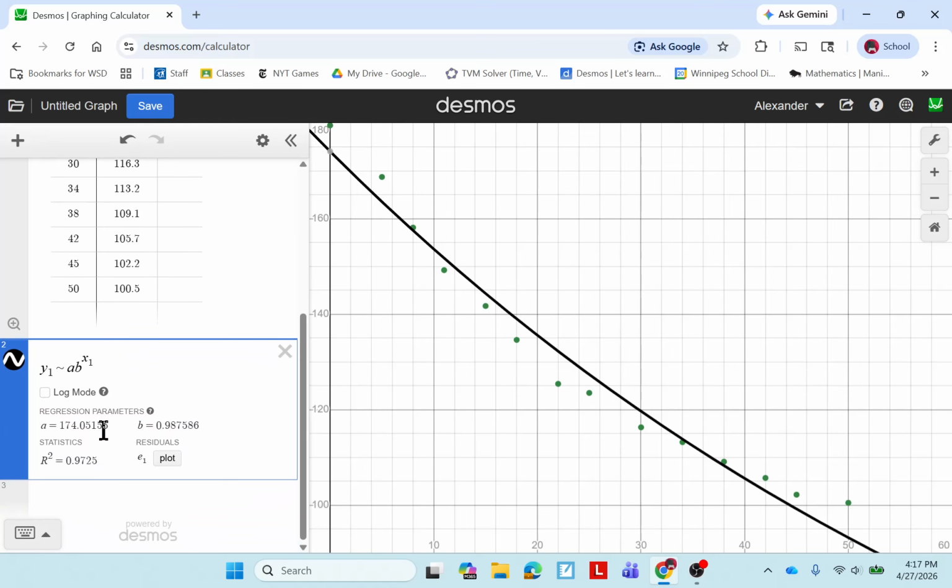Okay, so when we scroll down, we can see what our A and our B values are. When we go to write the equation, and I'll switch back to the notes in a moment, we're going to write y equals my A value, 174.05, again rounded to 2 decimal places. And then my B number goes in brackets, 0.99 to the power of x.